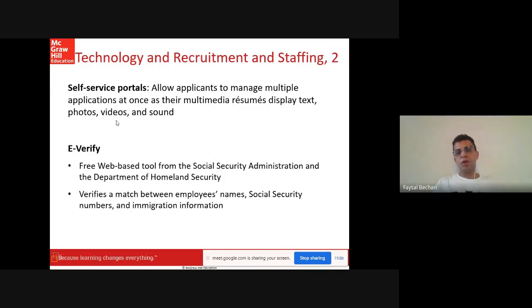And there are self-service portals that allow applicants to manage multiple applications at once. So you have your web page, you open it, and there are lots of icons. You can add multimedia resumes, display tests, photos, video. You can track it. And also there is E-Verify, the free web-based tool from the Social Security Administration and the Department of Homeland Security, which verifies a match between the employee name, social security number, and the immigration information, so you can check if they are similar.